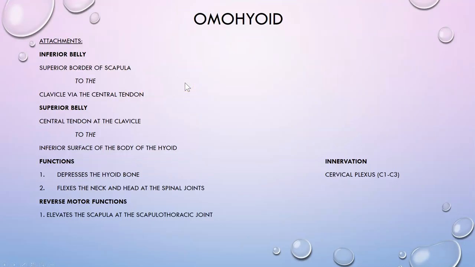The next infrahyoid is the omohyoid. Its inferior belly and superior belly are separated. We have the inferior belly attaching to the superior border of the scapula. It might be a bit of a shock to some of you. Now we're back to the scapula. To the clavicle via the central tendon, where the superior belly goes from the central tendon at the clavicle to the inferior surface of the body of the hyoid.